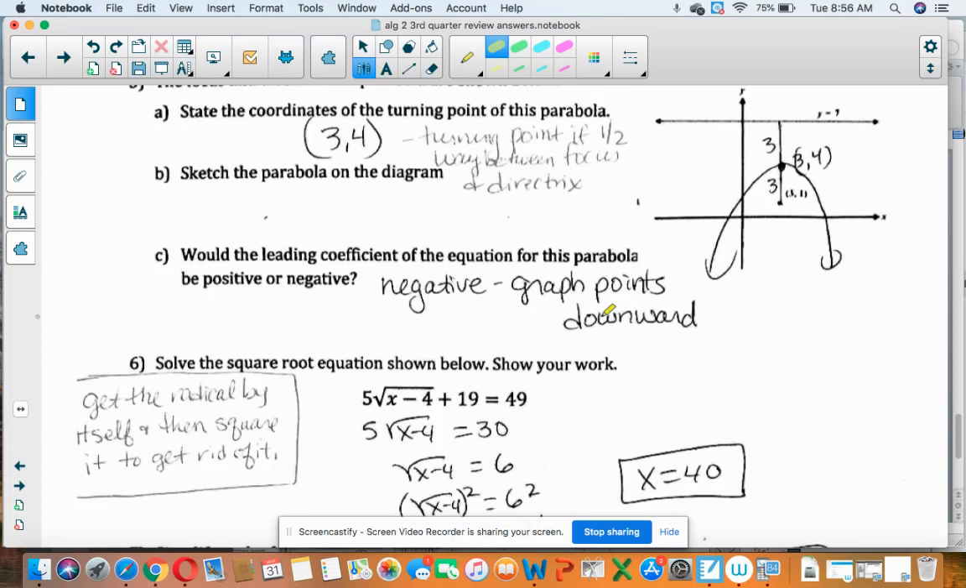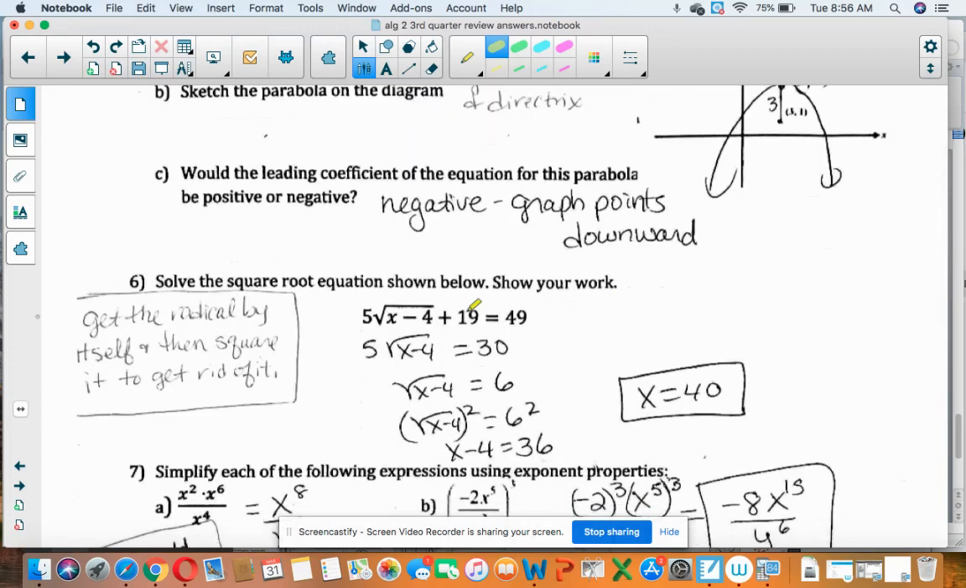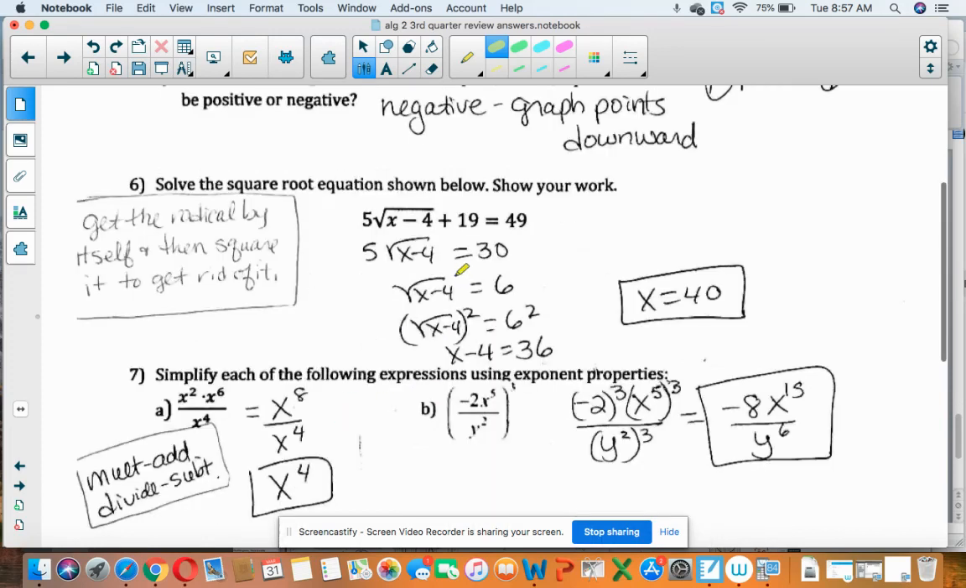Okay. Number 6, you are solving the square root equation. To do that, you have to get this radical all by itself. So I subtract 19 from the right and I get 30. Then I still have to get it by itself by getting rid of this 5, so I divide by 5. 30 divided by 5 is 6. Once I have this radical by itself, to get rid of the radical, I'm going to square it. Whatever I do on the left, I have to do on the right. The square root squared just gives me x minus 4. On the right, 6 squared is 36. To solve for x, I would be adding 4. And that's how I get 40 as my answer.